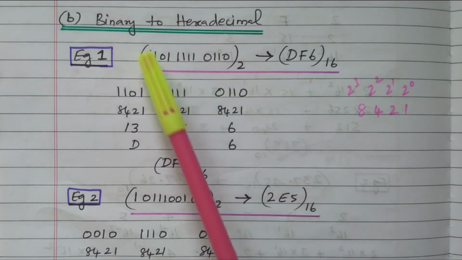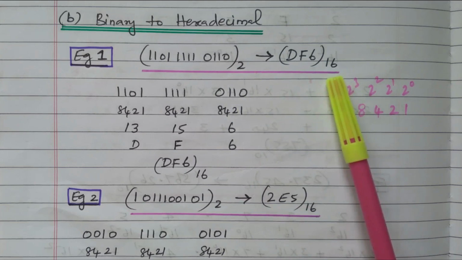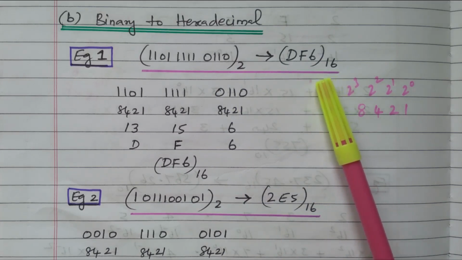Now we'll go to the topic binary to hexadecimal. Binary means base 2, hexadecimal is base 16. So we need to convert base 2 to base 16. This comes under grouping techniques. We need to group the numbers.